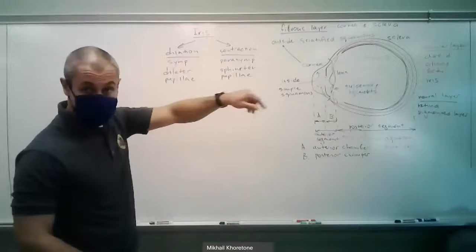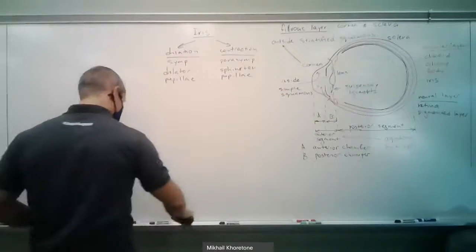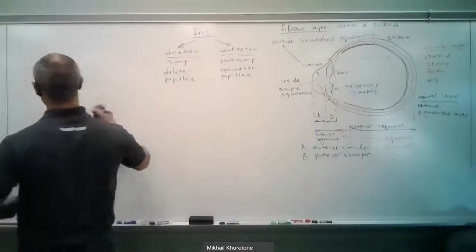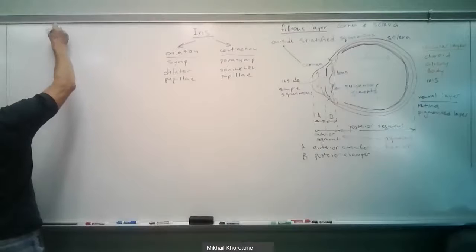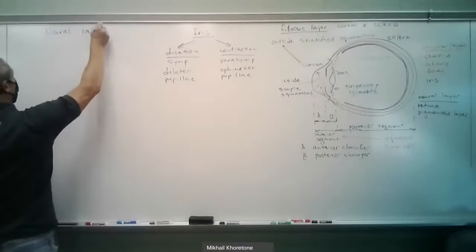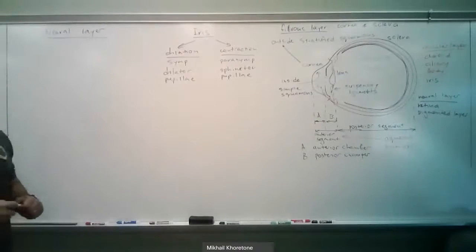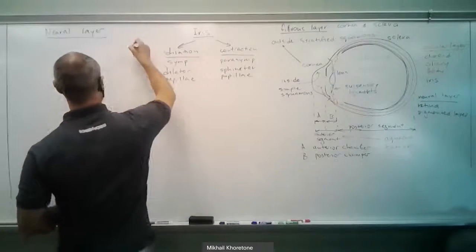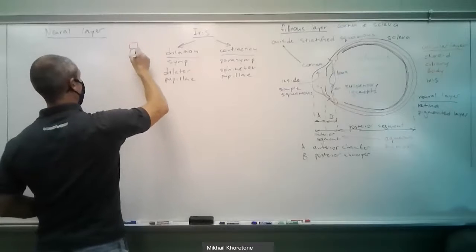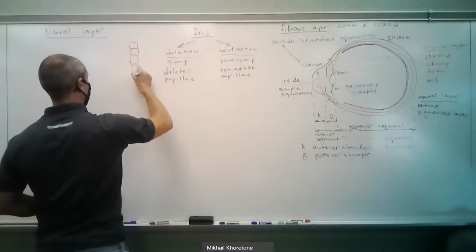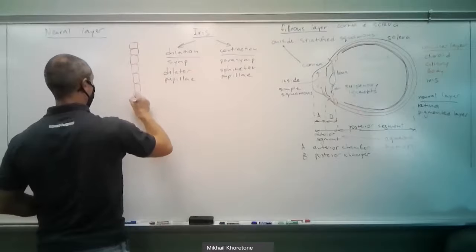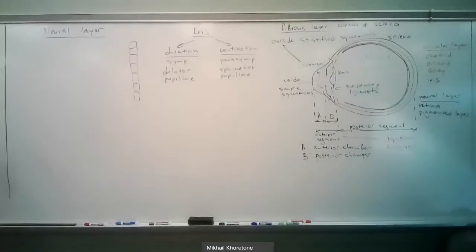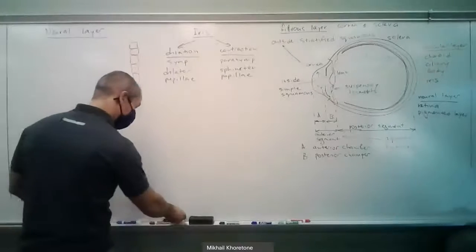We're going to add one more structure on this image, but right now, let's focus on the neural layer. Okay? So this is how it looks. First of all, you've got a layer of pigmented cells. Now I'm going to draw primitive photoreceptor cells.